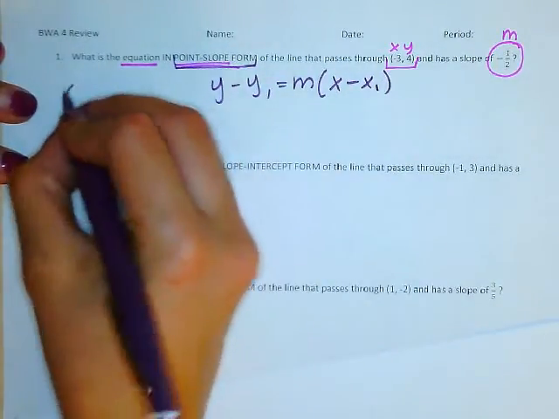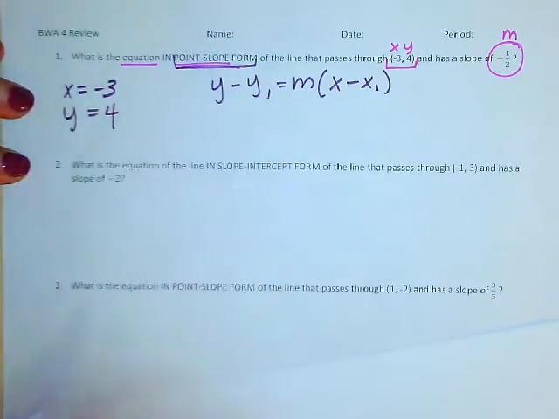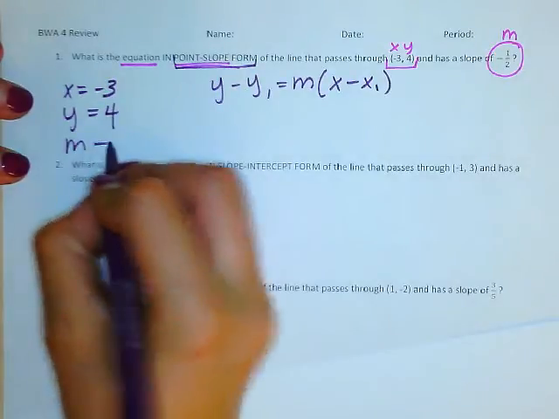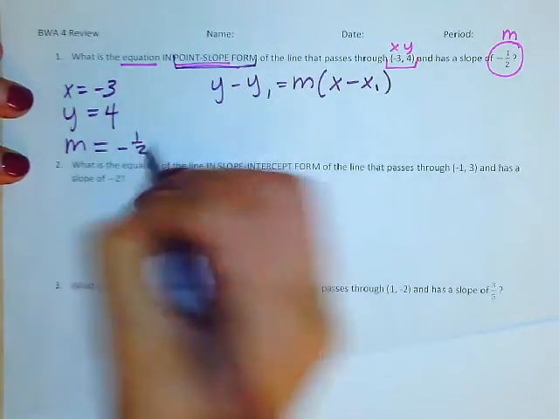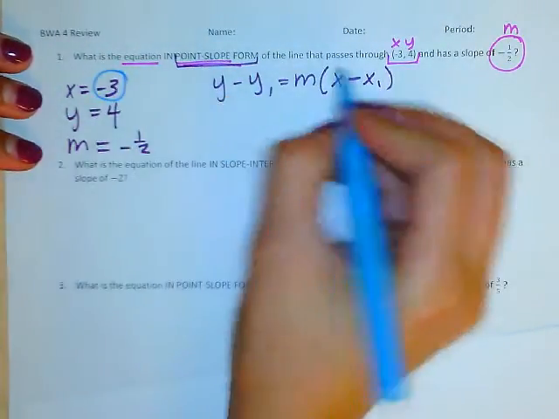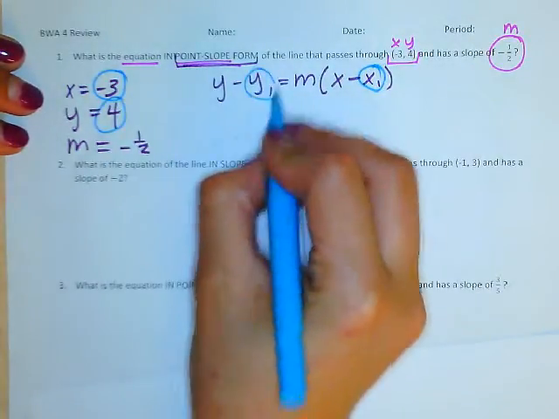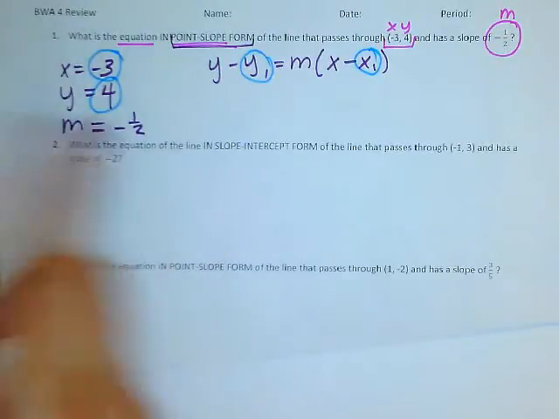Okay, so your point's x is -3 and y is 4, and your slope is -1/2. So I'm just going to plug in here. Okay, so for my point, the x goes there, and my y goes there. So I'm going to plug it back in.